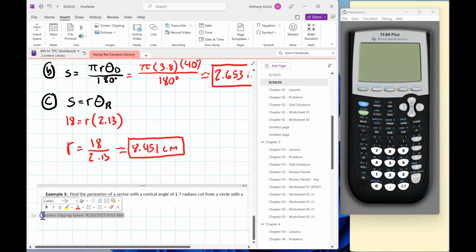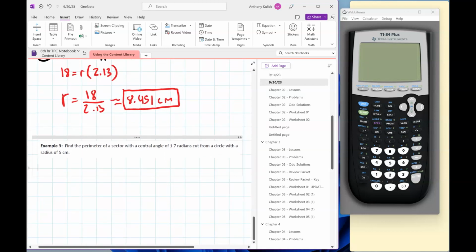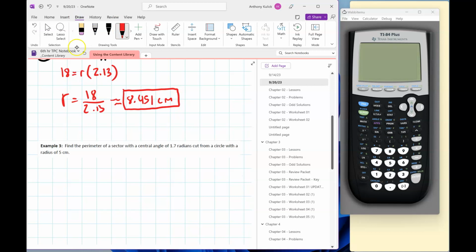Okay, here it says, find the perimeter of a sector with a central angle of 1.7 radians, cut from a circle with a radius of 5 centimeters. What do I do with this? What's the word in here that's the problem? I would say sector. What the heck is a sector? Anybody remember what a sector is from geometry?